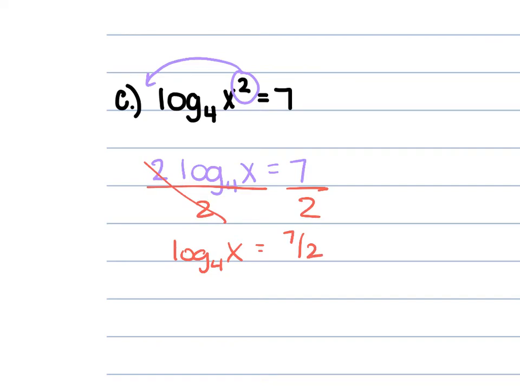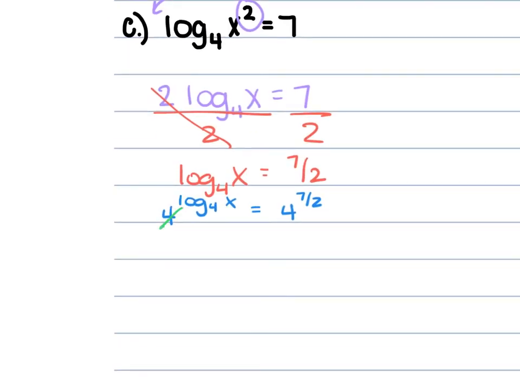Now is when you can go ahead and have each side have a base of 4. So we're going to have 4 to the power of log 4 of x is equal to 4 to the 7 over 2 power. So from here, that 4 and that log 4 are going to cancel. So x is equal to 4 to the power of 7 over 2.